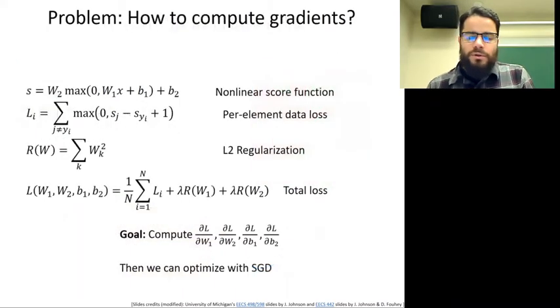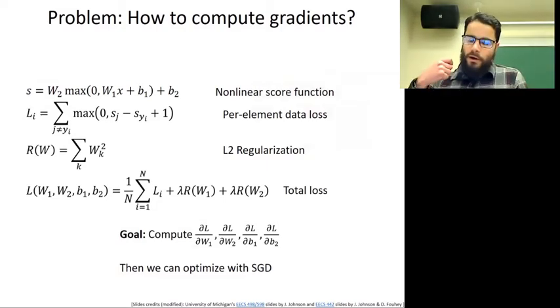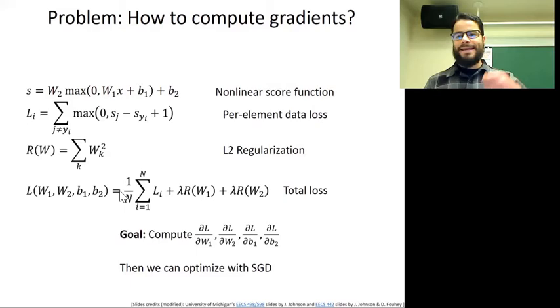Okay, very good. So the problem that we are going to tackle today is how to compute gradients. We already know how to compute gradients. We actually showed and went through an example of the analytic gradient that was computed for a simple loss function. So the idea is that you would have, for example, a nonlinear score function like this one, then a per element data loss, an L2 regularization term. Well, the idea of the gradient with respect to the loss is to answer the question, how much is each of these parameters influencing the loss?